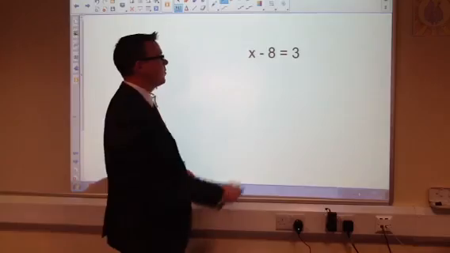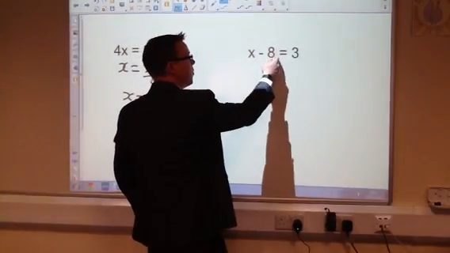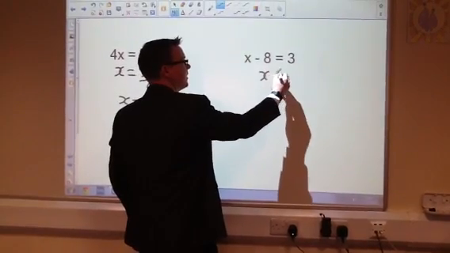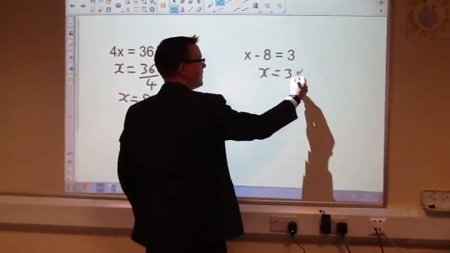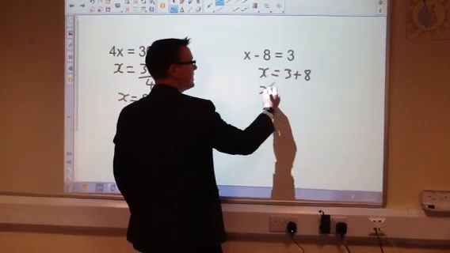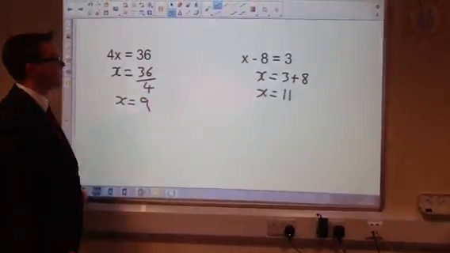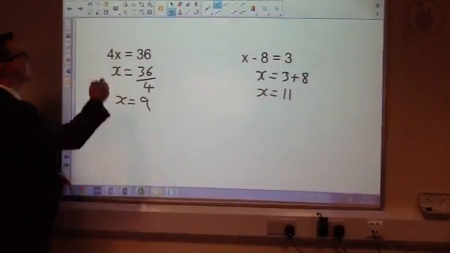This one, again, is quite easy. X minus 8 equals 3. I want to get rid of this minus 8. I do that by doing the opposite operation. So instead of doing a minus 8, I plus 8. Okay, and x equals 11. Right? Those are nice and simple one-step equations where you just got to get rid of one thing.